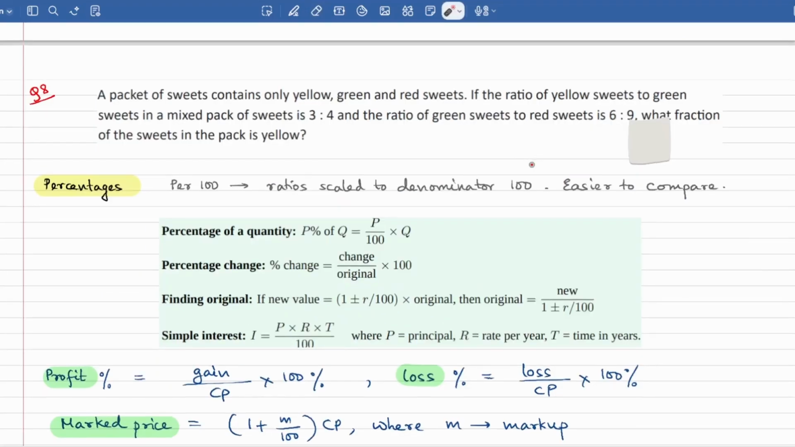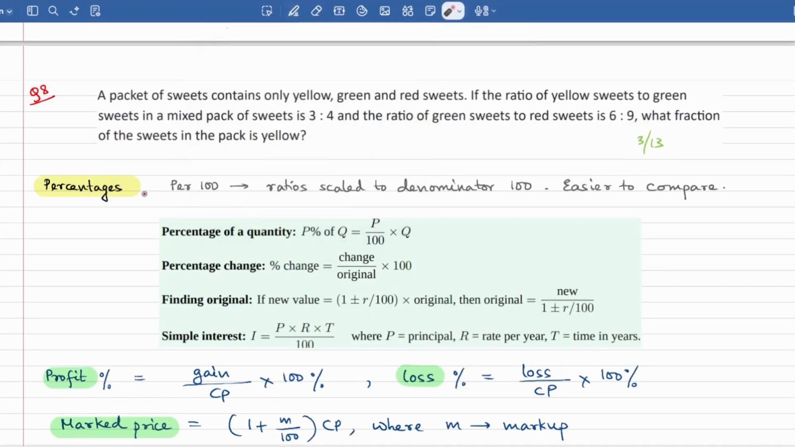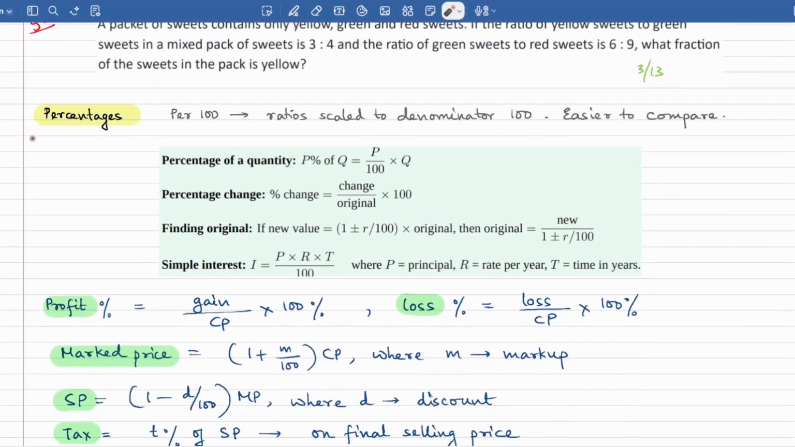Now let us move on to percentages. Here are a lot of formulae that you have definitely learned in middle school. So we will just revise these one by one. I'm sure you know most of these. Now what are percentages basically? Percentages are per cent, right? Cent means 100. So it's per 100. These are all ratios scaled to denominator 100, which makes it easier to compare. Percentage of a quantity is given as P by 100 into Q. Percentage change is given as change by original into 100.